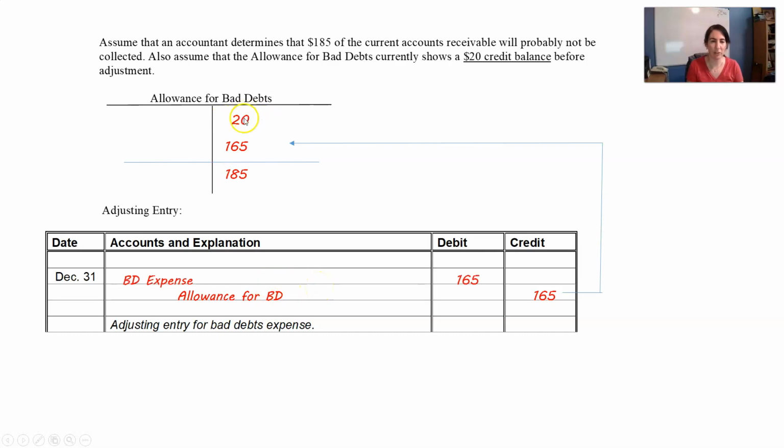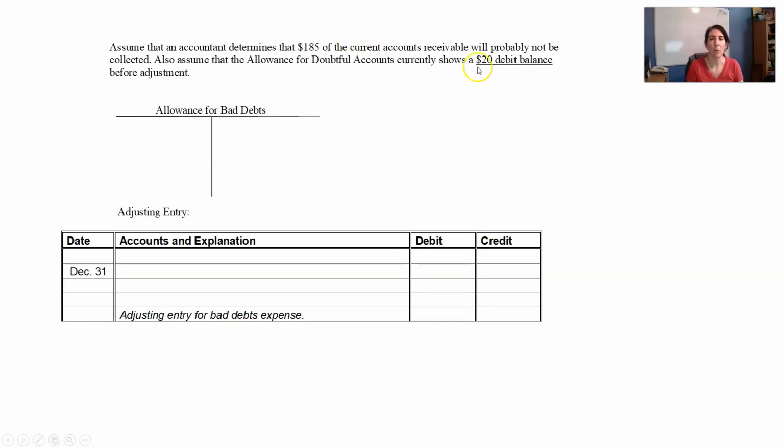Remember, with these balance sheet methods, we have to care about what's in the allowance account already and adjust for it. What if it had a $20 debit balance? Let's put that in there, and we want the total to be 185. So how do we get there? We need a credit for 205. Because we had 20 debit and want it to be 185, we've got a credit for 205. Now 205 minus 20, there's your 185. And bad debt expense for 205.